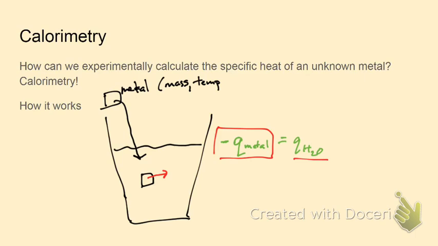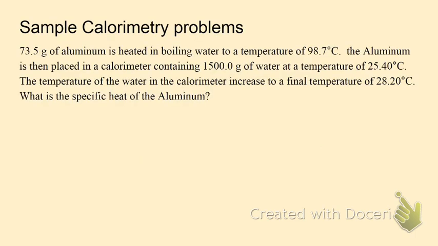Okay, so let's do an example problem. It says 73.5 grams of aluminum is heated in boiling water to a temperature of 98.7 degrees Celsius. Aluminum is then placed in a calorimeter containing 1,500 grams of water at a temperature of 25.40 degrees Celsius. The temperature of the water in the calorimeter increases to a final temperature of 28.20 degrees Celsius. What is the specific heat of aluminum?